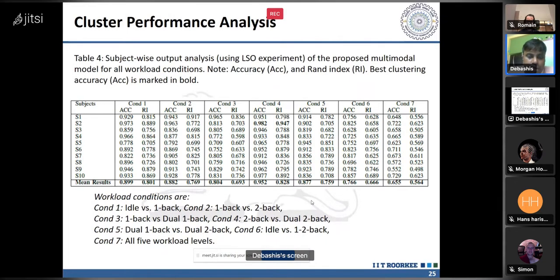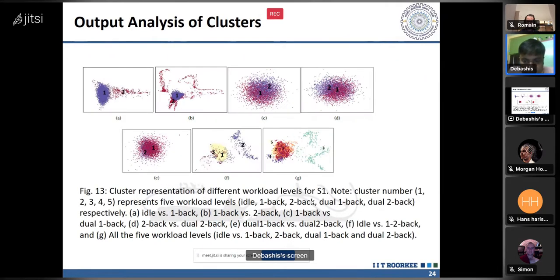And these are the results based on that. The clustering measures clustering accuracy and RAND index for all the subject-wise results for all the conditions. You can see that the highest mean result is 95.2 for condition 4. That means condition 4 is D, 2-back versus dual 2-back.